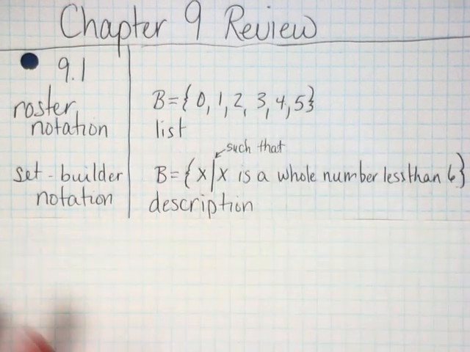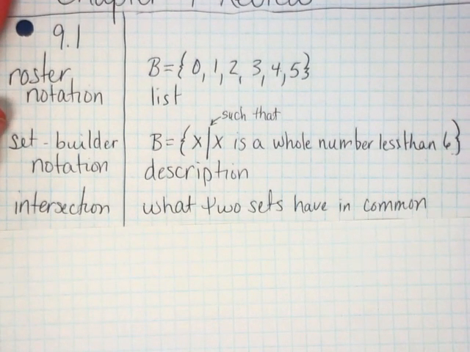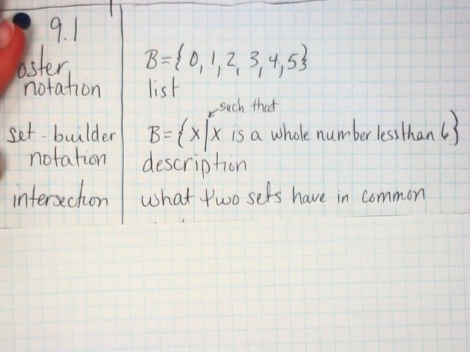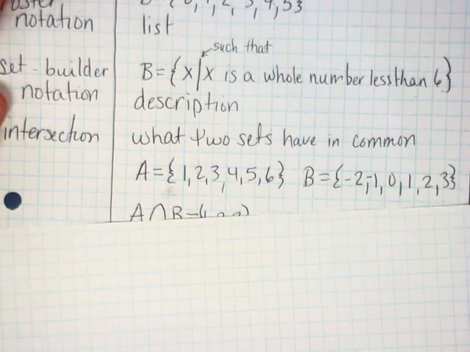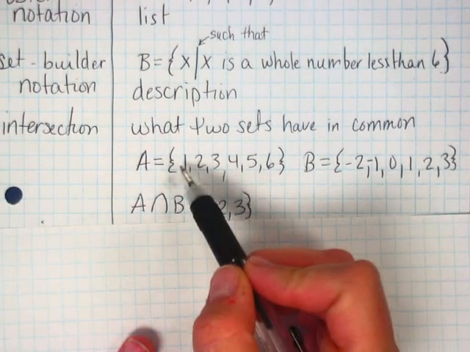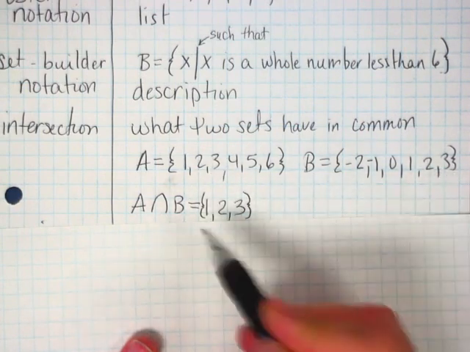That's a description. Now with that information, we were able to talk about what an intersection is. An intersection is what two sets have in common. So if we're looking at A and B, the intersection of A and B, what they have in common is they both have 1, they both have 2, and they both have 3.